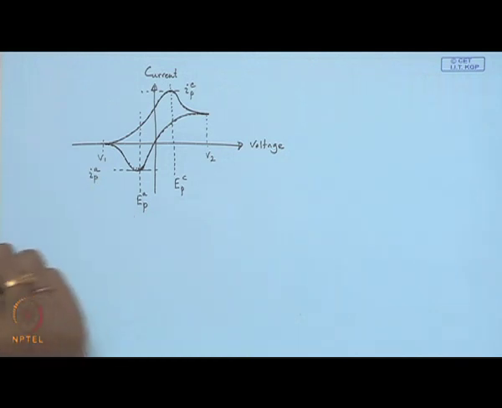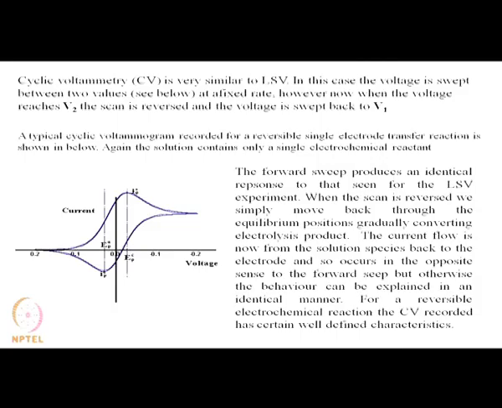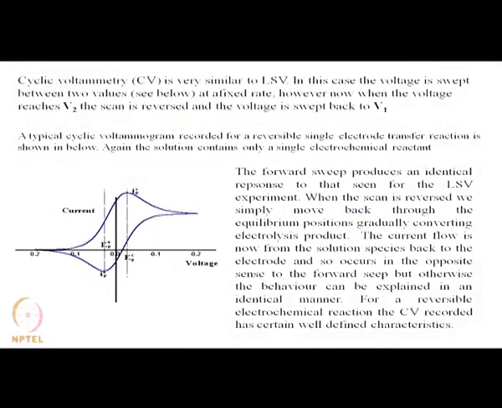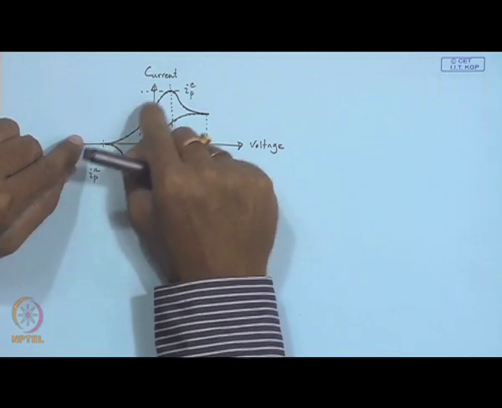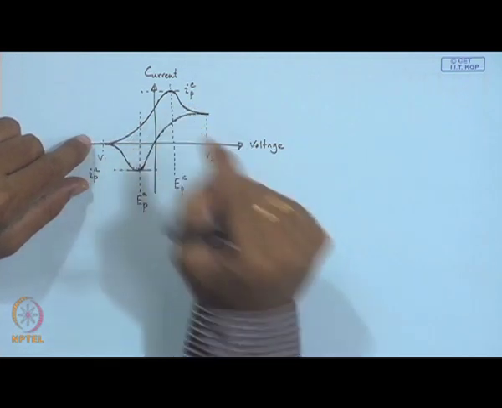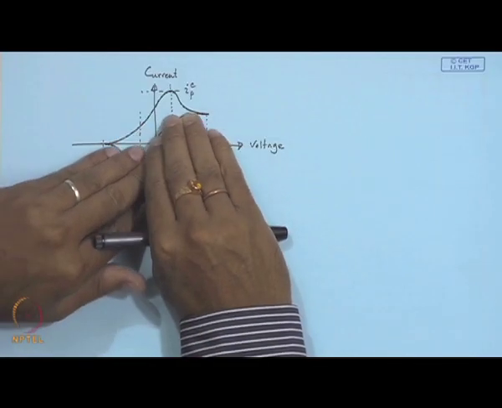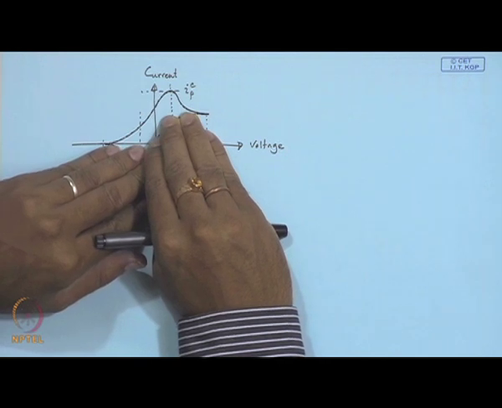A typical voltammogram recorded for a reversible single electron transfer reaction is shown here. Again, the solution contains only one electrochemical reactant, that is very important. Now, your forward sweep produces an identical response to that seen in linear sweep voltammetry, because from V1 to V2 you are basically drawing a linear sweep voltammogram. If you just forget about this part, it looks like a linear sweep voltammogram.